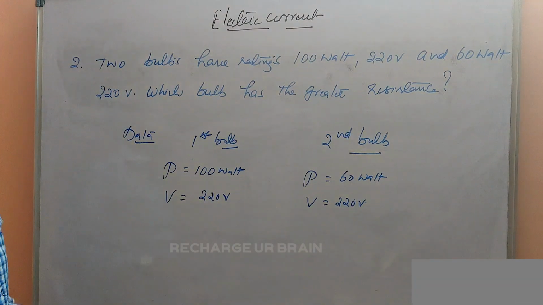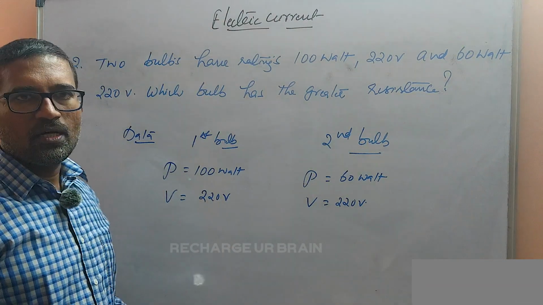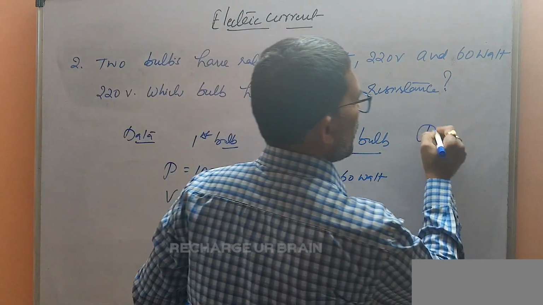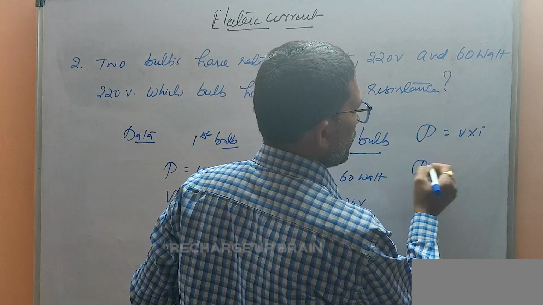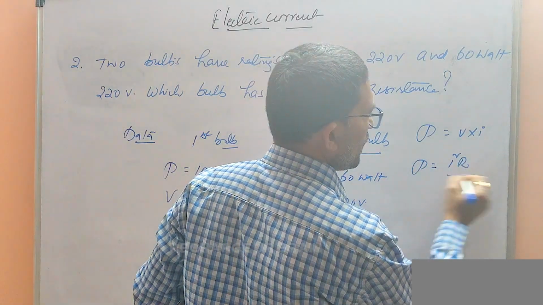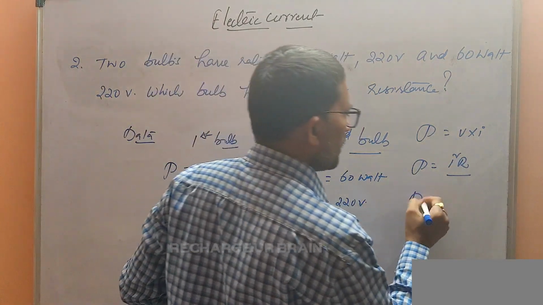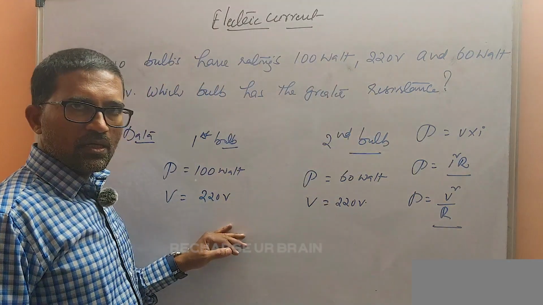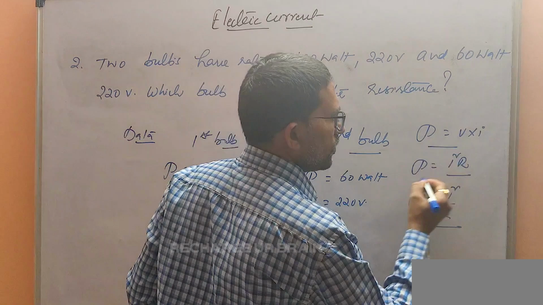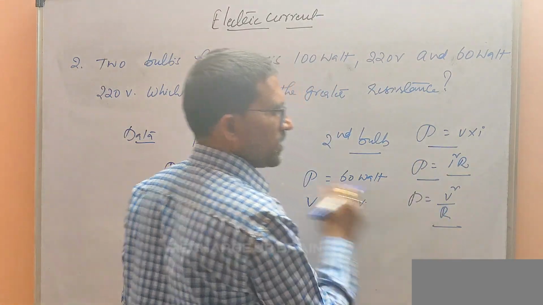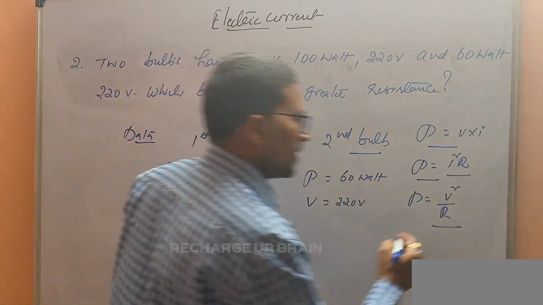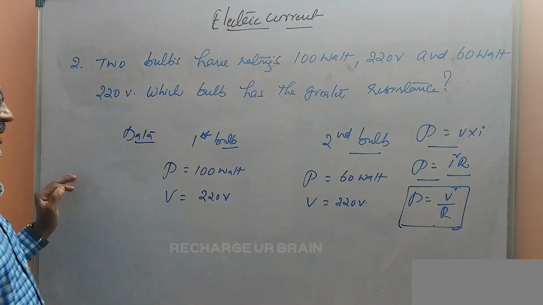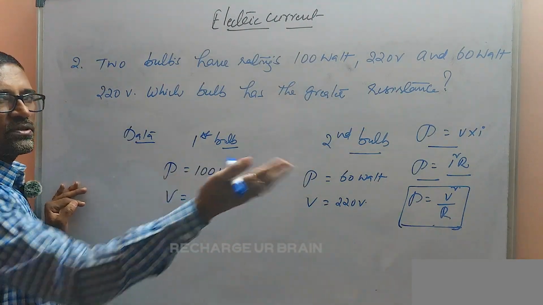Now for that we need to use the formula. We have different formulas related to power. First we will write down that power P is equal to V into I. Power P is equal to I square R. Power P is equal to V square by R. You opt for yourself which formula you will use, based on the data. We can use power P is equal to V square by R, because voltage was given, power was given. You have to find out the resistance.